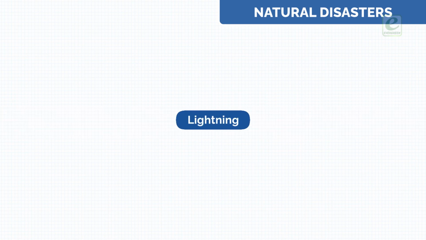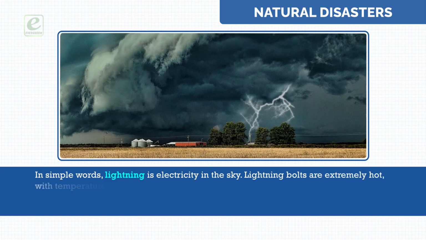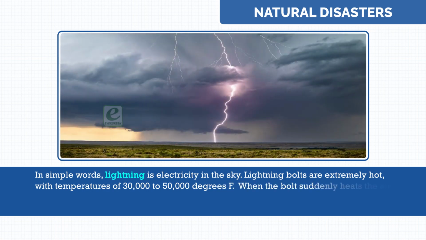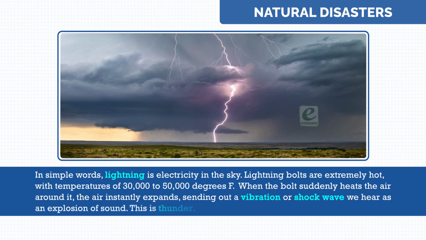Lightning. In simple words, lightning is electricity in the sky. Lightning bolts are extremely hot, with temperatures of 30,000 to 50,000 degrees Fahrenheit. When the bolt suddenly heats the air around it, the air instantly expands, sending out a vibration or shock wave we hear as an explosion of sound. This is thunder.